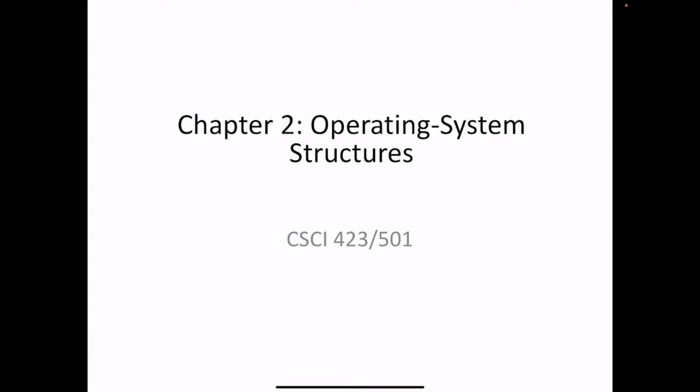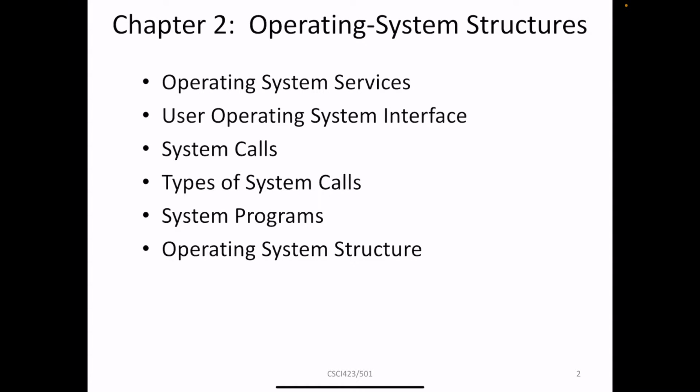In this chapter, we will discuss operating system structures. In particular, we will talk about different operating system services. So what is the user operating system interface? What is a system call? And the different types of system calls. We will also briefly talk about what system programs are. And then we will discuss operating system structures at the end of this chapter.